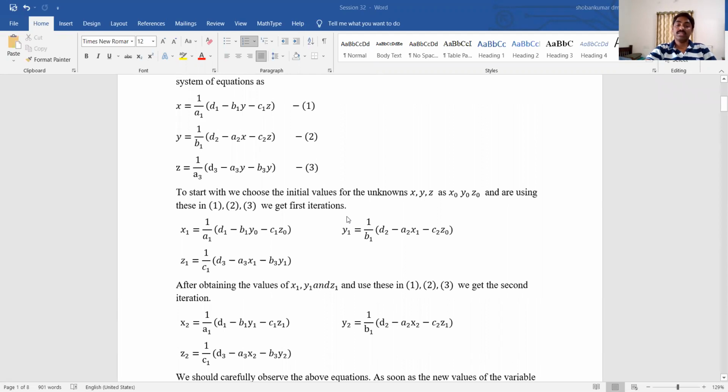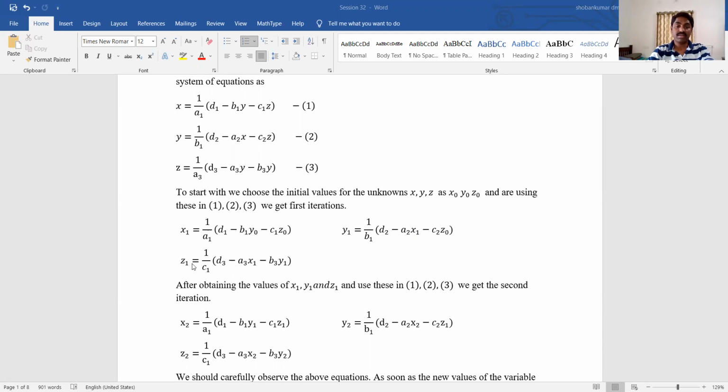Now, choosing the initial approximations of x, y, z as x naught, y naught, z naught, and using them in 1, 2, 3, we get x1 in terms of y naught, z naught. This is the main difference between Gauss-Jacobi's and Gauss-Seidel. In Gauss-Jacobi's method, when we estimate the value of y1, we use only the initial approximation x naught. But in the Gauss-Seidel method, we can use x1 because x1 is a better approximation than x naught. Therefore, here we use x1 minus c2 into z naught.